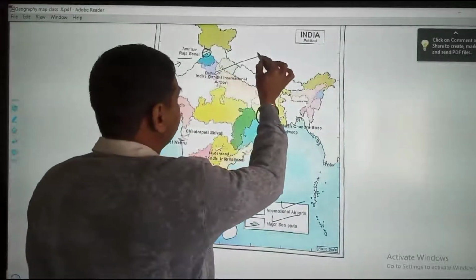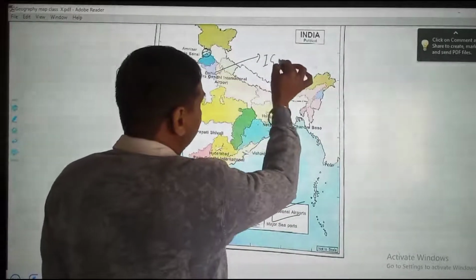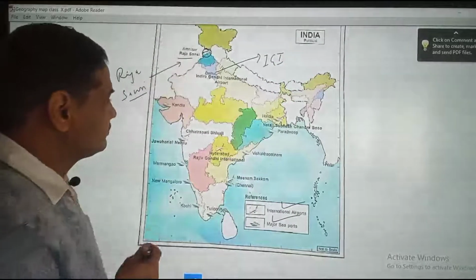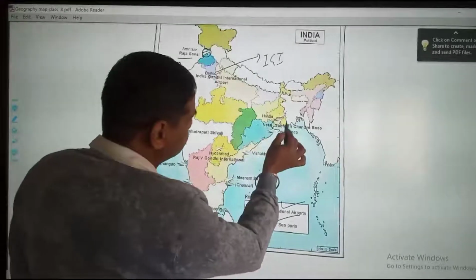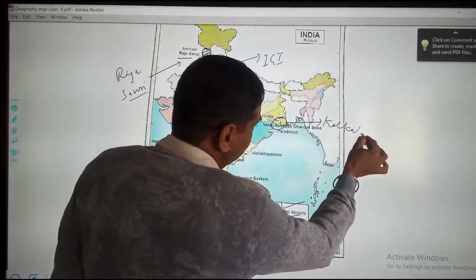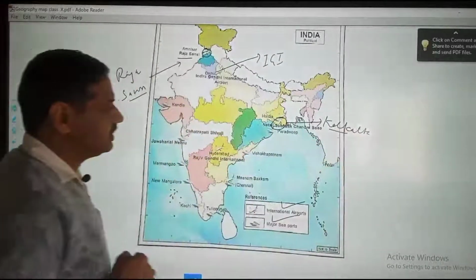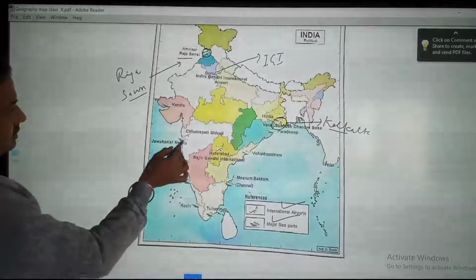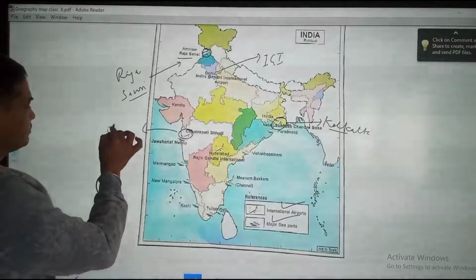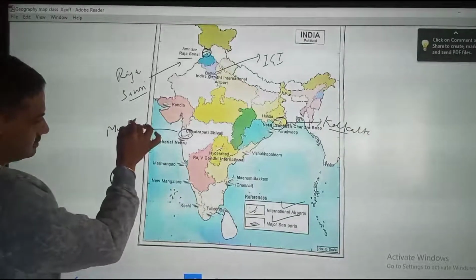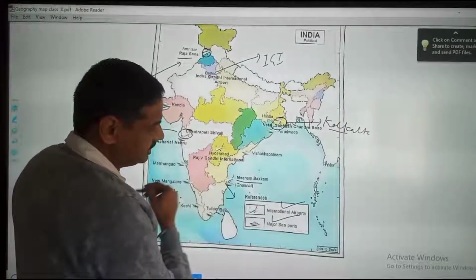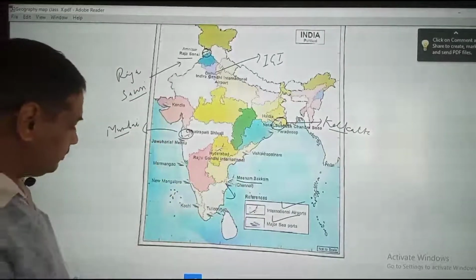The busiest airport of India is the IGI, or Indira Gandhi International Airport, in Delhi. Then Netaji Subhash Chandra Airport in Kolkata. Then Chhatrapati Shivaji airport in Mumbai. And Meenambakkam, an important airport in Chennai. So these are the important airports.